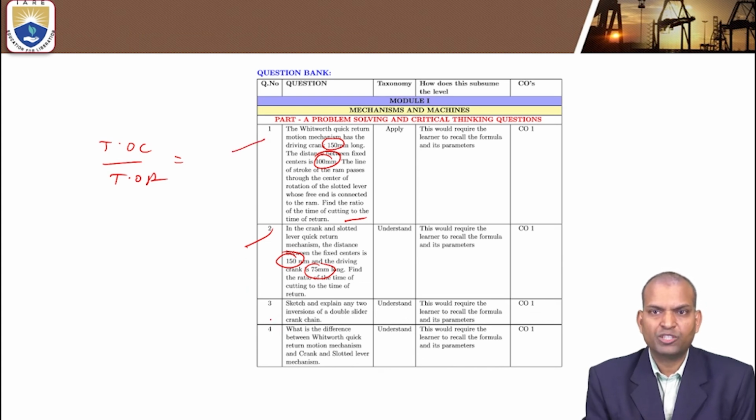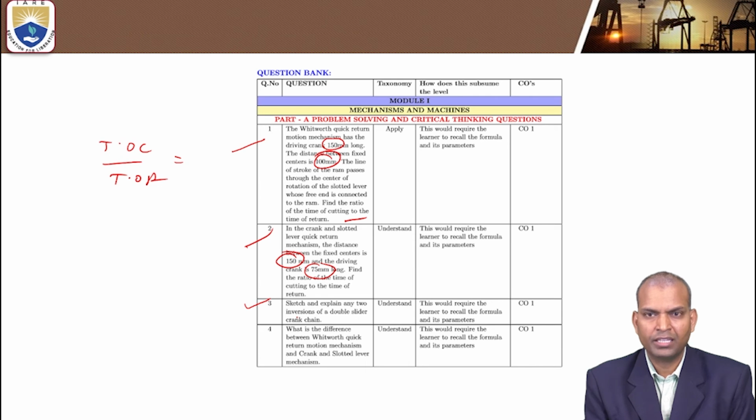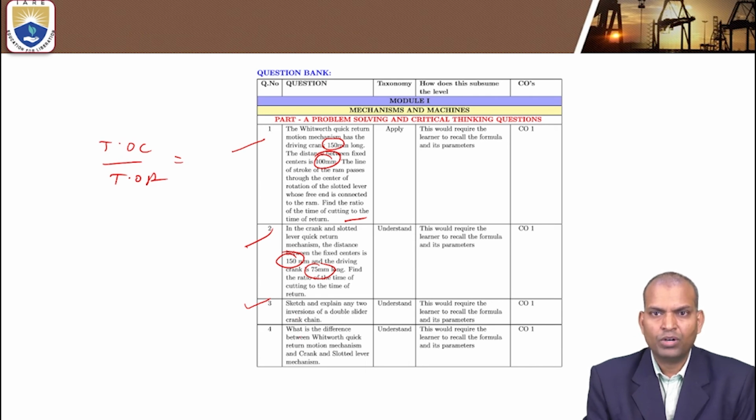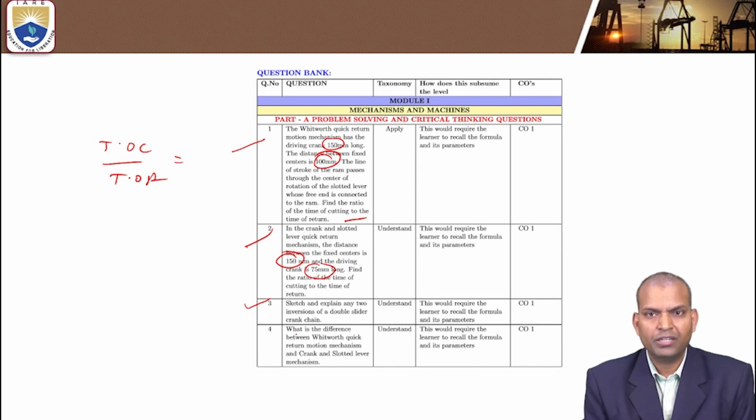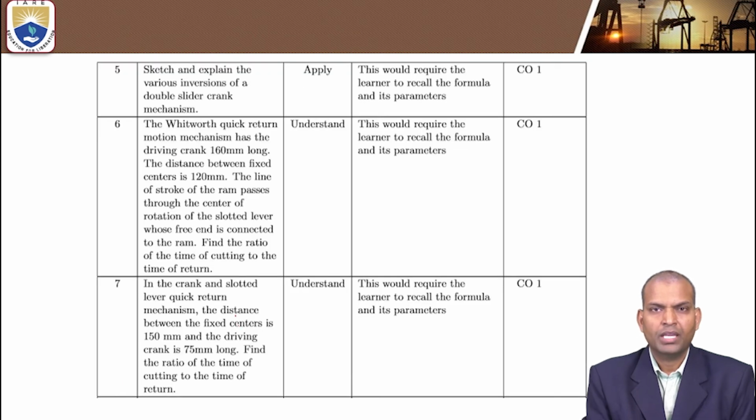Now, sketch and explain any two inversions of double slider crank chain. Any two inversions. One of the inversions is Oldham's coupling. Another inversion, you can go through this, is the elliptical trammel. There are 3 inversions, any 2 you can write down. Then, what is the difference between Whitworth quick return motion mechanism and crank slotted lever mechanism? This is a theoretical question.